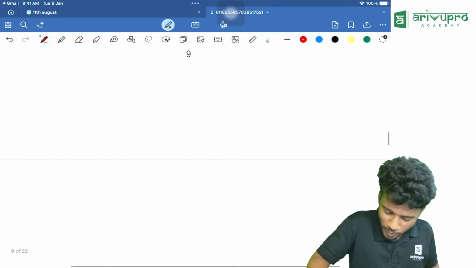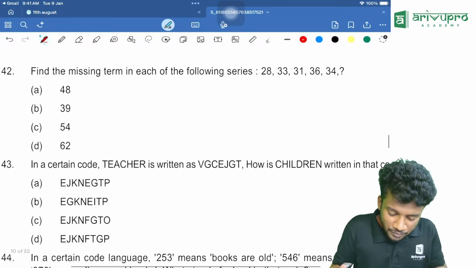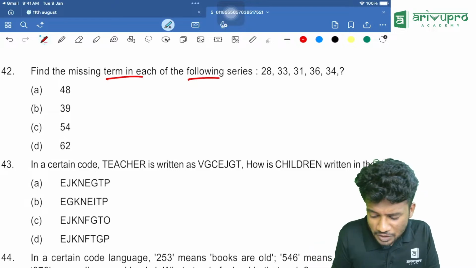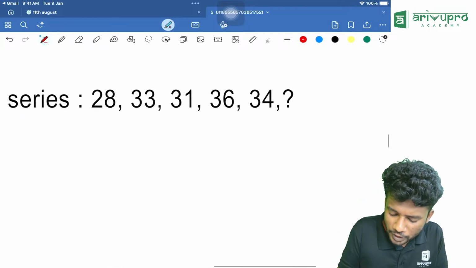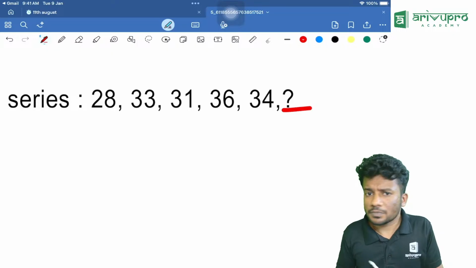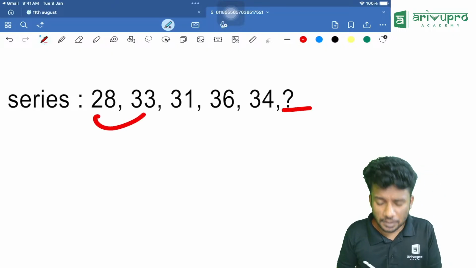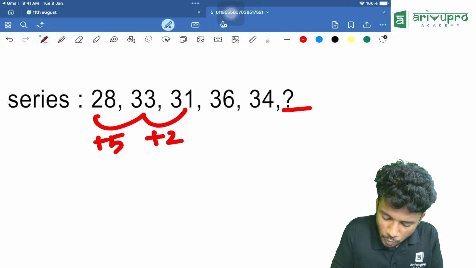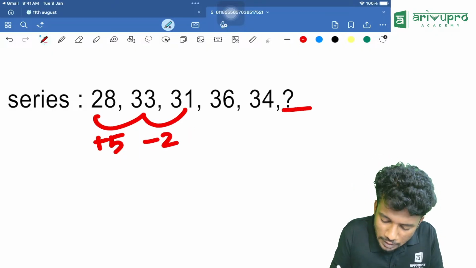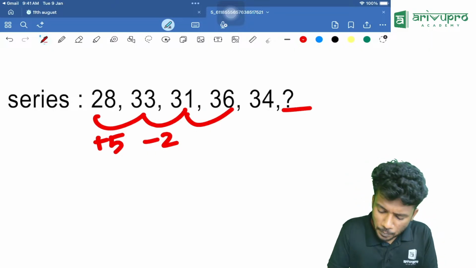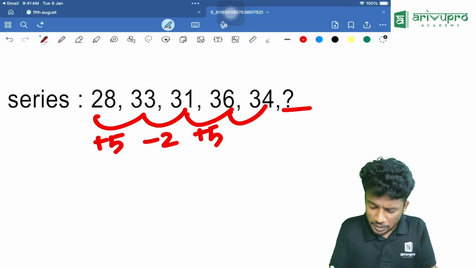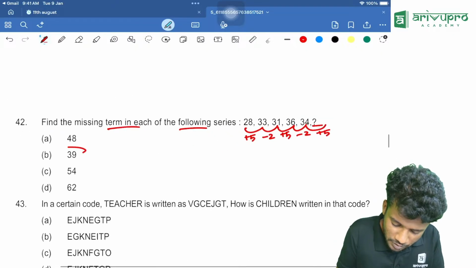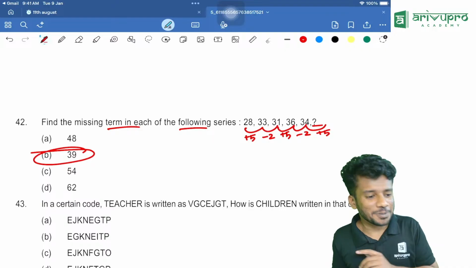Now, next one. Find the missing term in each of the following series. Again, another missing term based question. Now, what is happening over here? We need to find the next term, right? So 28 is becoming 33, that means plus 5. 33 is becoming 31, that is minus 2. Then 31 is becoming 36, plus 5. Then 36 is becoming 34, that is minus 2. Then again plus 5. The answer is 39. Option B is your answer.